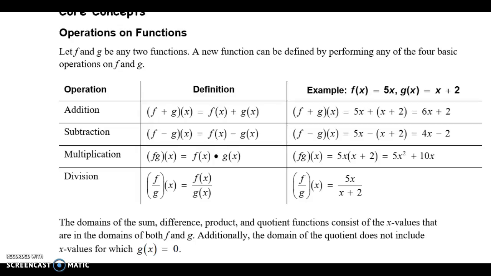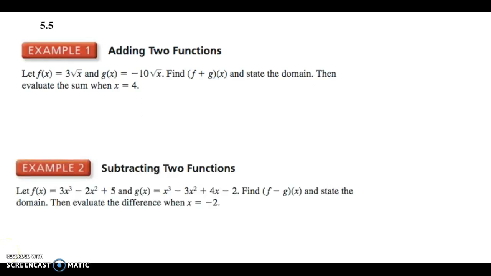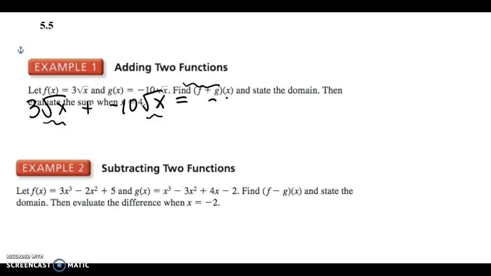Now let's look at the examples. Now look at example 1. In example 1, we're going to take the functions f and g, and they want us to add the two together. So all you're going to do is take function f, 3 radical x, and add it to function g, negative 10 radical x. Or simply add like terms. Since they both have like radicals, we can just add their coefficients 3 and negative 10 and get negative 7 radical x.